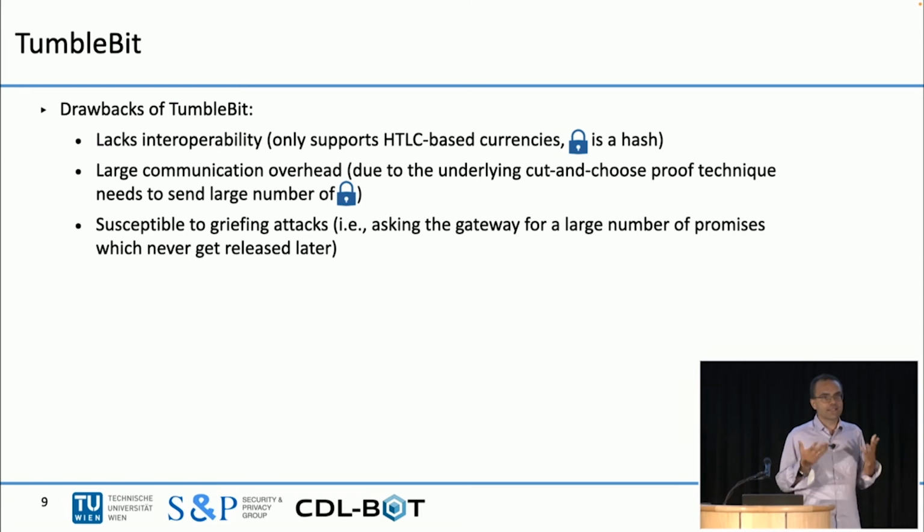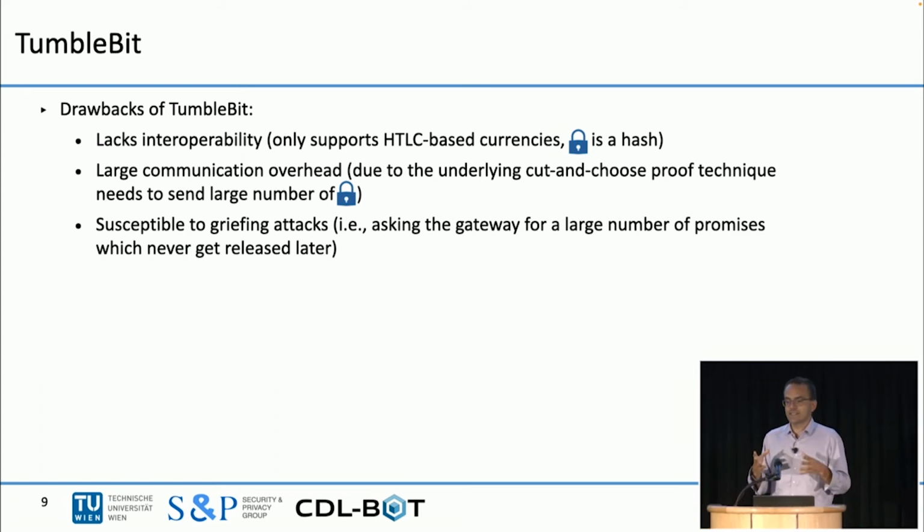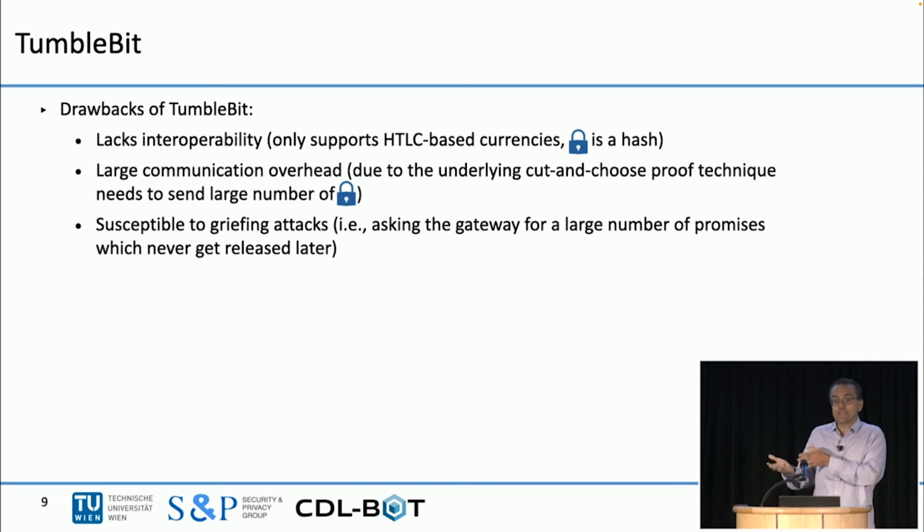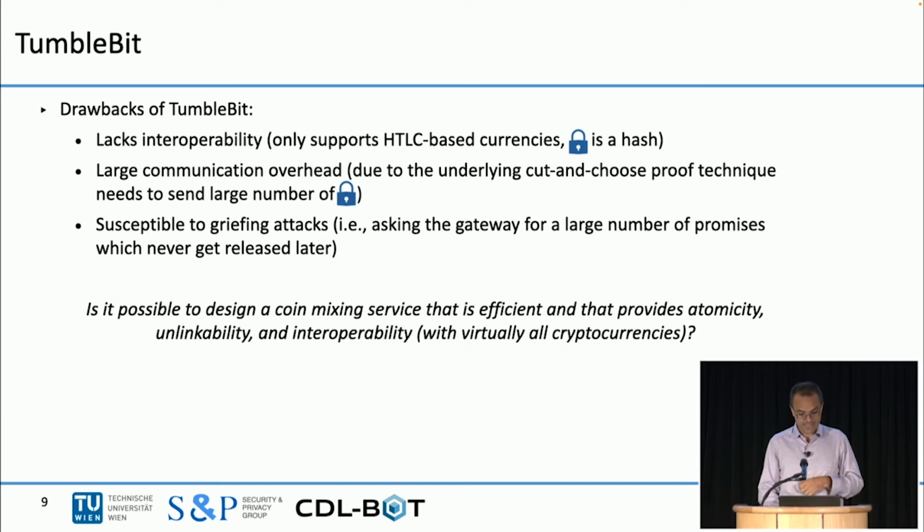So what is a griefing attack in this context? It essentially is a setting where the hub is asked to perform multiple puzzle promises by locking basically money, okay? And the hub is not receiving money, so it's just collecting money that gets locked on channels without being compensated. So you can view this as a sort of denial of service attack, and Tumblebit is susceptible to this type of attack, okay? So this is the motivation for our work.